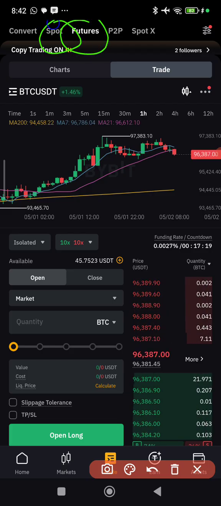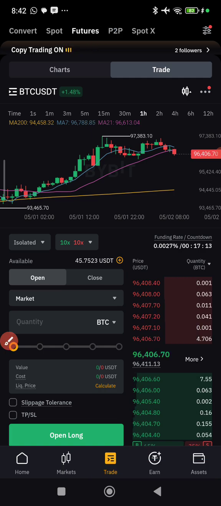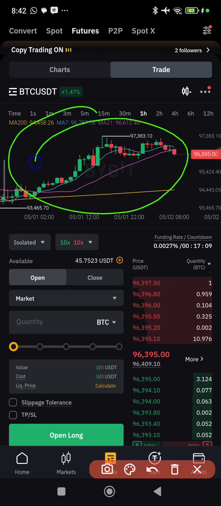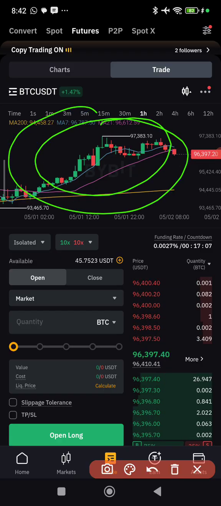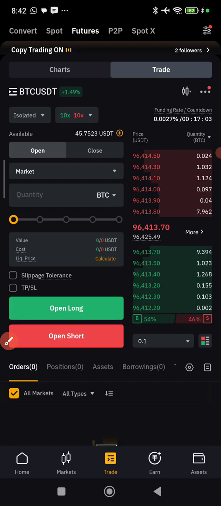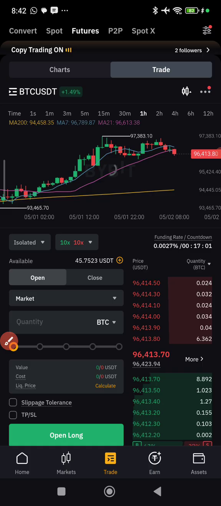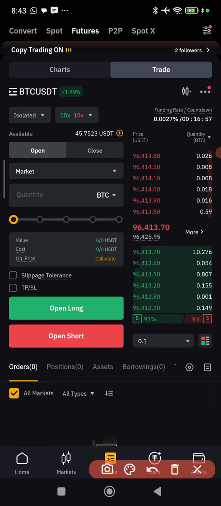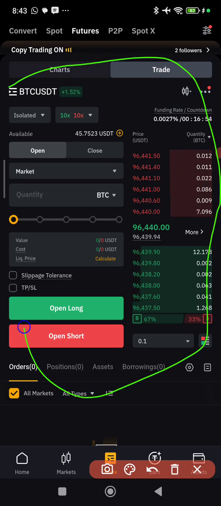Yours might be on Spot. Remember, choose Futures. Yours might not be showing this. To remove this, you just click here, and to bring it back, you click there as well. Same place, up and down. Now we are here, so let's discuss all of this.